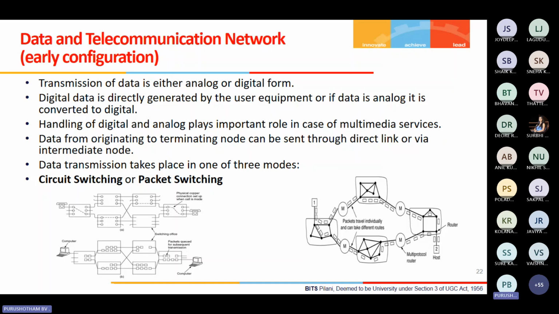Transmission of data is either in analog or digital form. Digital data is directly generated by the user equipment, or if data is analog, it is converted into digital. Thus, the handling of digital and analog plays a very important role in the case of multimedia services. Data from originating and terminating nodes can be sent through a direct link or via an intermediate node. There are three modes of data transmission: circuit switching, packet switching, and the hybrid possibility.